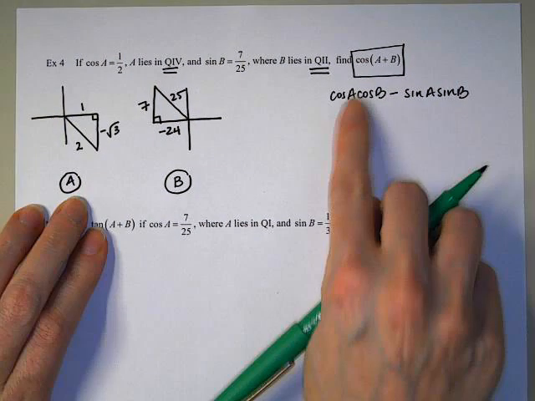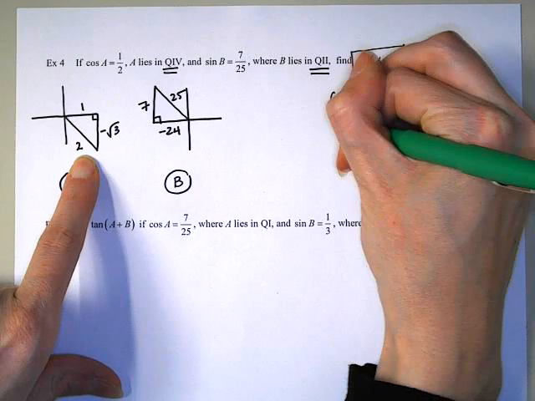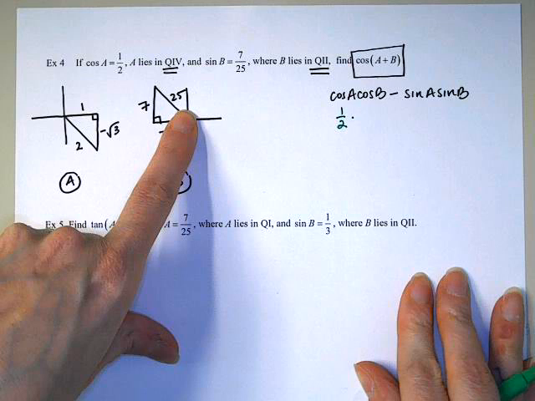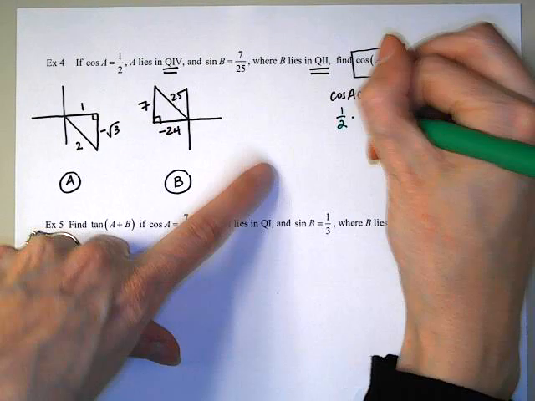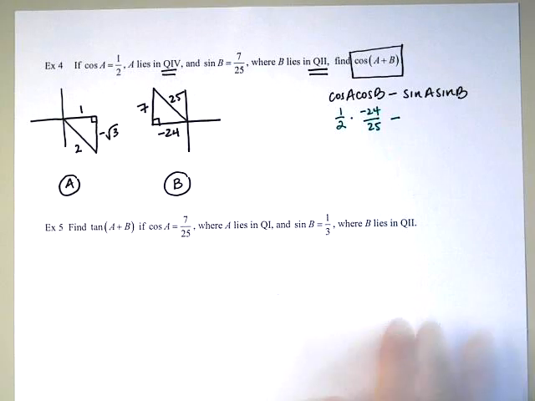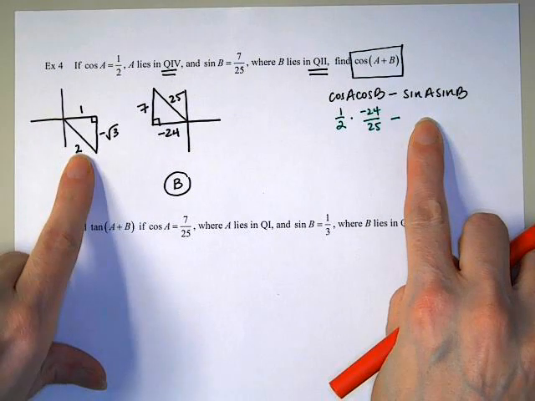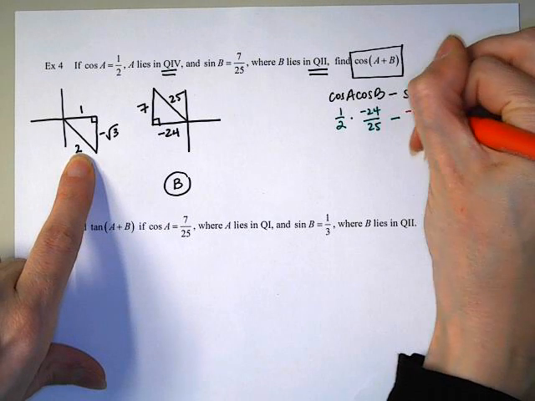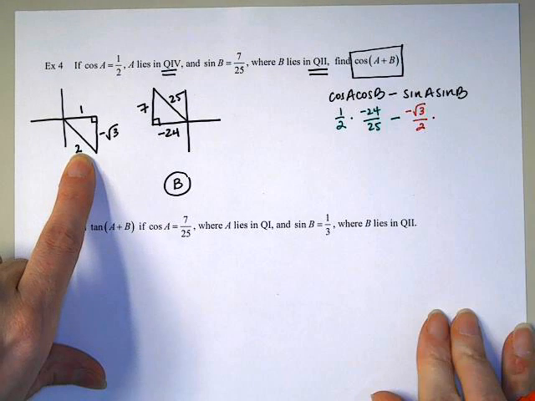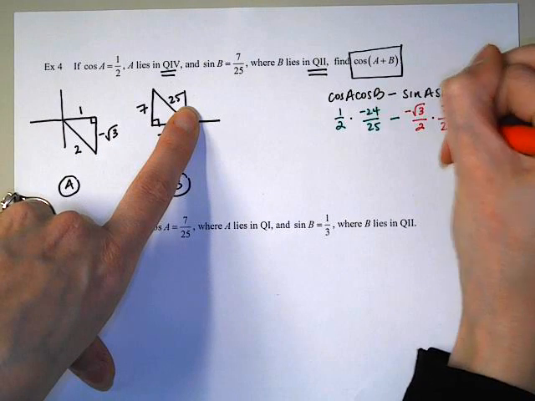All right, so cosine A would be A over H, so 1/2. Cosine B would be A over H, which is negative 24/25, minus. Sine A, O over H, is negative root 3 over 2. And then sine B, O over H is 7 over 25.